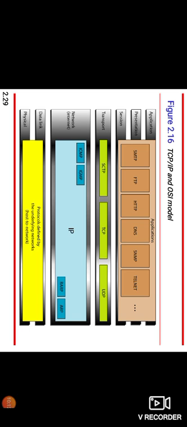Then the reverse of that is RARP, Reverse Address Resolution Protocol. It allows the host to discover its internet address when it knows only its physical address. ARP is used to find the physical address of a system whose internet address is known, and RARP is used to find the internet address of a system whose physical address is known. It is used when a computer is connected to the network for the first time.